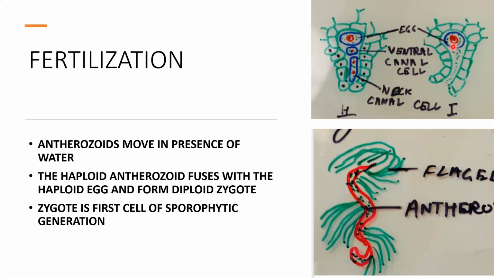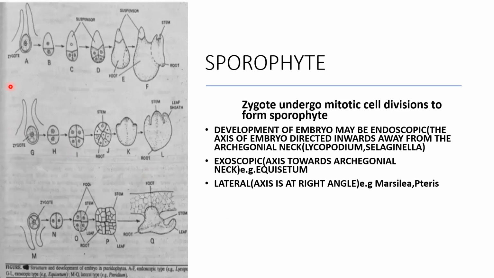Because fusion has occurred, syngamy has taken place, so egg and antherozoid have fused together. So zygote will be diploid in genetic constitution. Now, zygote is the first cell of the sporophytic generation. Now, this will undergo mitotic cell division to form the sporophyte. So this is the zygote. Different types of development of sporophyte occur in different species.